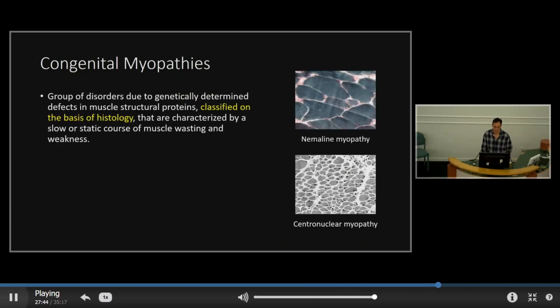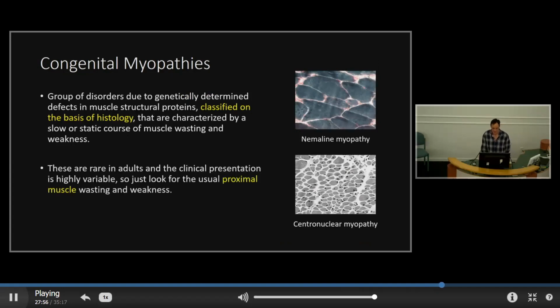Congenital myopathies, this is seen more often in a pediatric setting in children. They're classified on the basis of histology. So they'll have a slow course of the classic sort of myopathic wasting and weakness, and usually in a kid. These two here, the Nemaline myopathy and centronuclear myopathies, can be seen in adults from time to time, but these are very rare, and there's no way you can diagnose them on an examination. By definition, you need to do some histology.